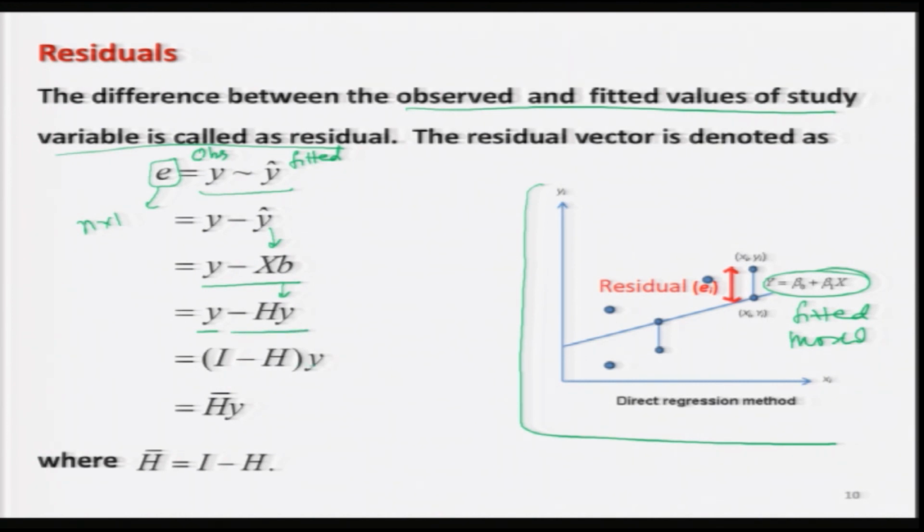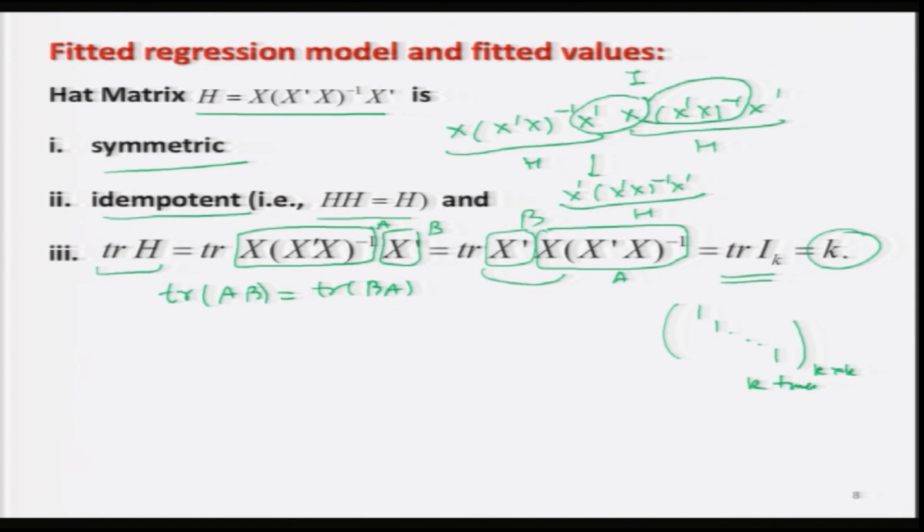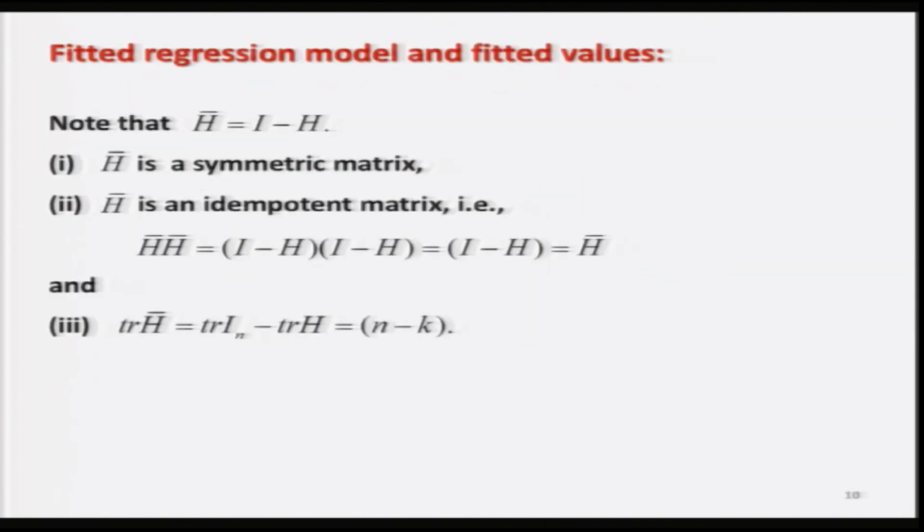I can take out y common on the right hand side, and so this becomes (I minus H) into y. Now, I am using another notation, H bar. H bar denotes this matrix I minus H. You can see H bar is related to your hat matrix, and it also has similar properties to what we had in the case of H.